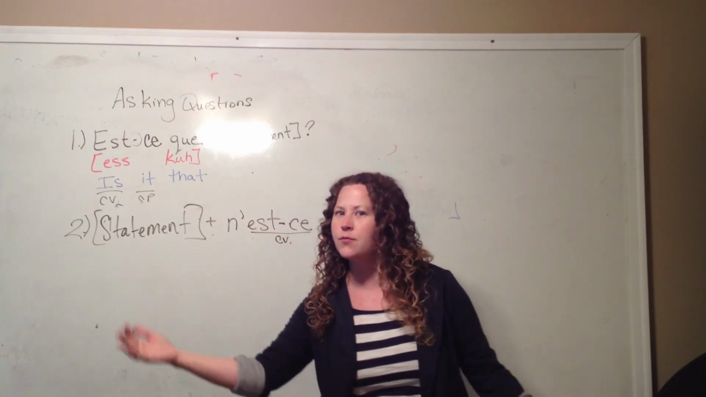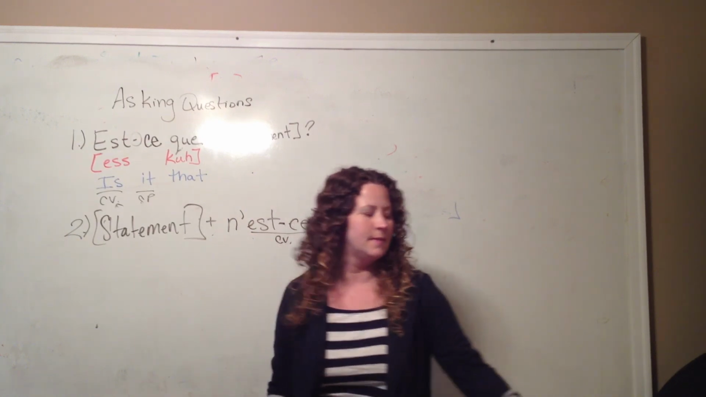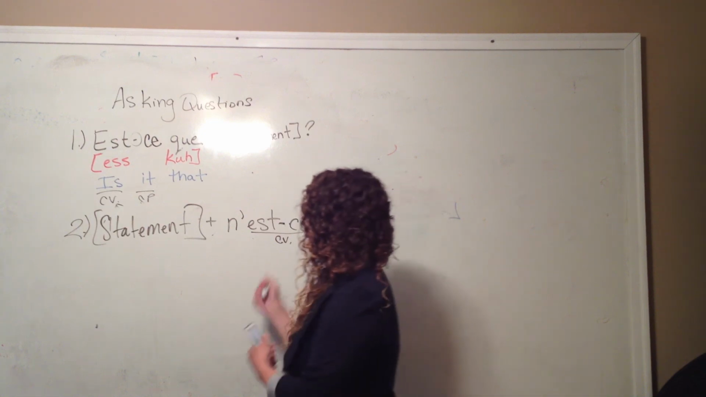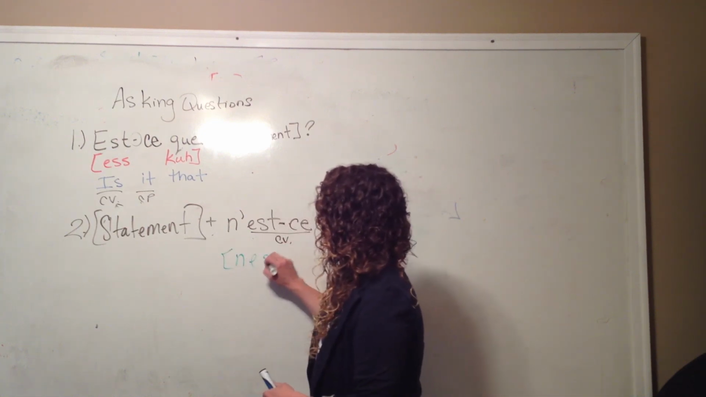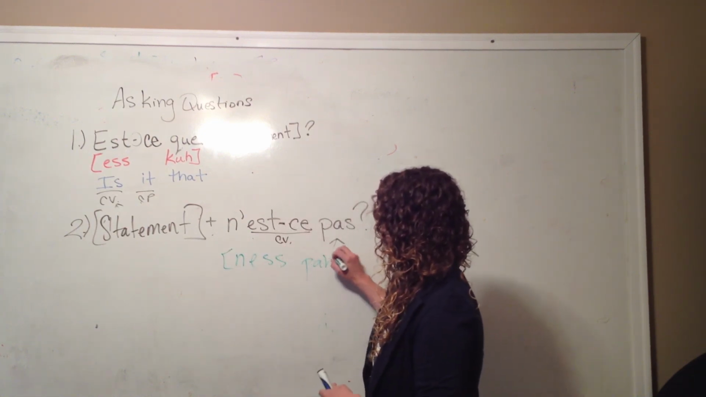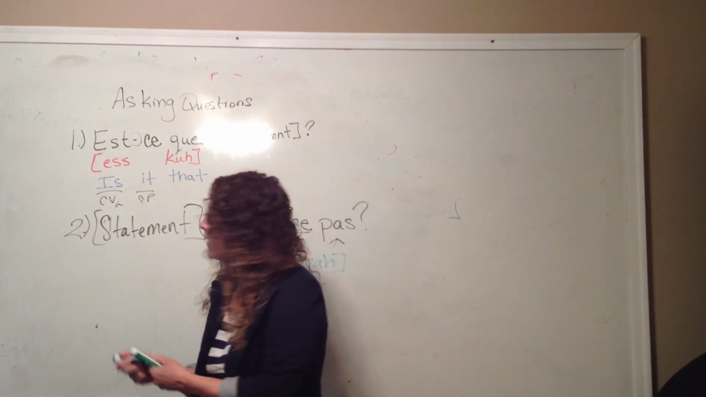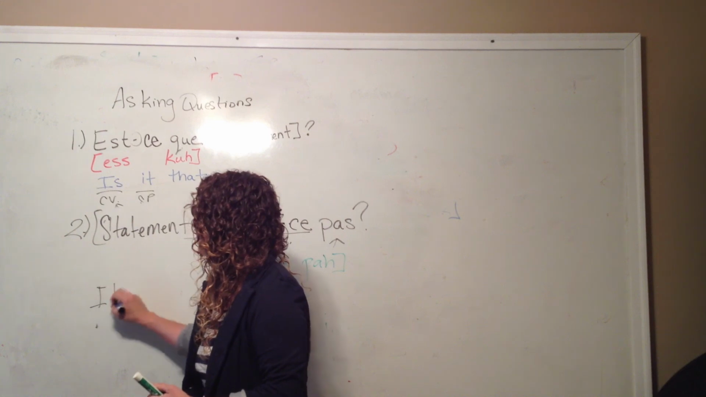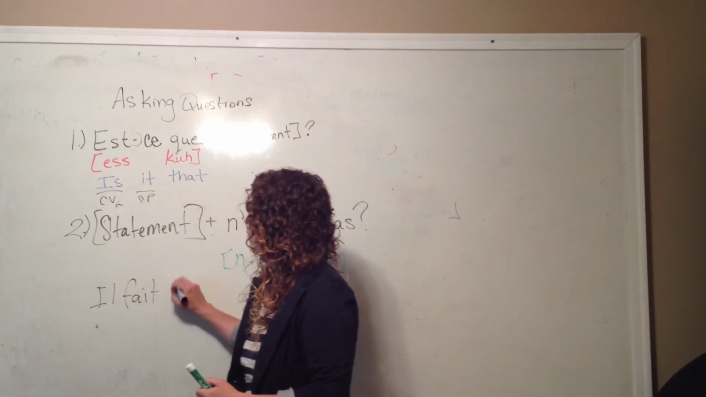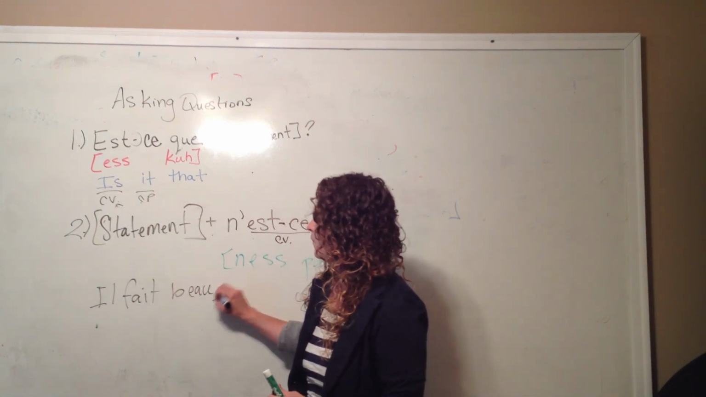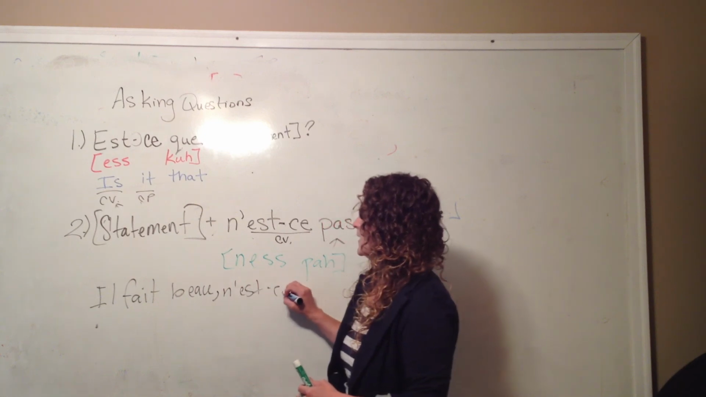So the French English for n'est-ce pas is it not? So it's a beautiful day today. Is it not? This is how this works. And it is pronounced n'est-ce pas. So if I wanted to say it's pretty, is it not? I would say il fait beau. N'est-ce pas?